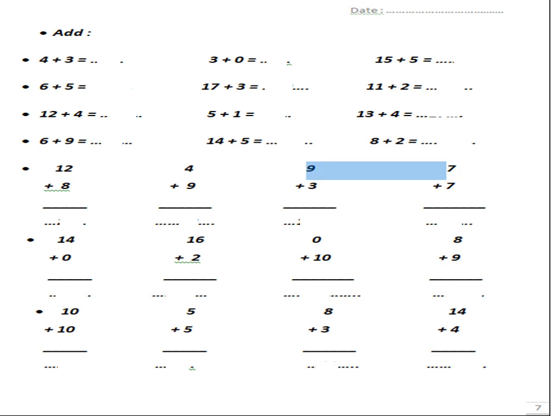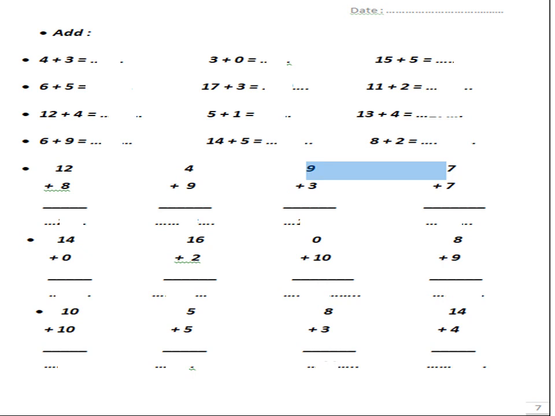Today we will continue to solve the final revision. Open your final revision page 7. We start with addition. Addition, what's meant by addition? Addition means we put two numbers together, okay? The first question here, 4 plus 3.